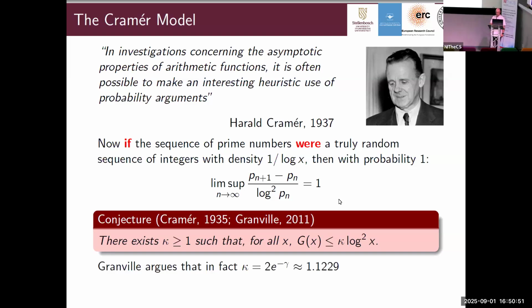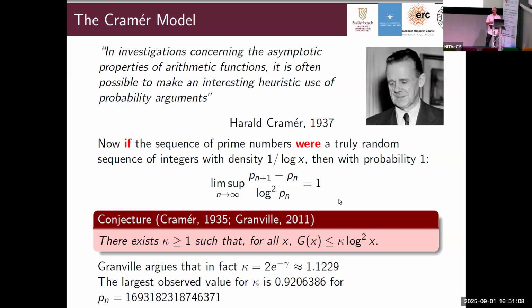But some people believe that if you tweak that number 1 to something a little bit bigger than 1, then in fact this conjecture should be true. That is, the gap between primes should actually be at most a constant times the square of the logarithm. And the largest observed value for this constant, because you can do numerical experiments, you can take p sub n plus 1 minus p sub n divided by log squared of p sub n, and you can plot those numbers up to n equal 10 to the 12, 13, 14, whatever the list of primes is known. And the largest observed value is that one.